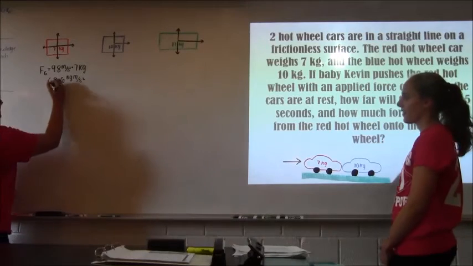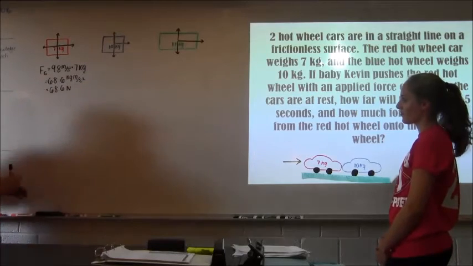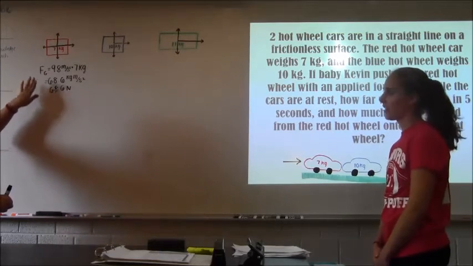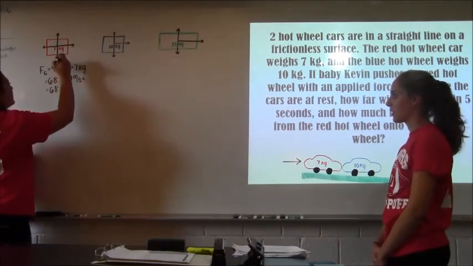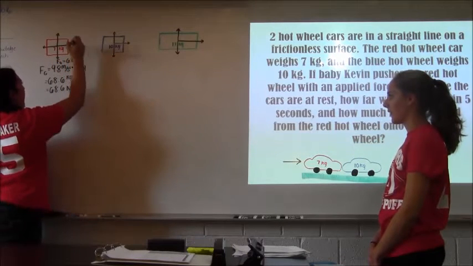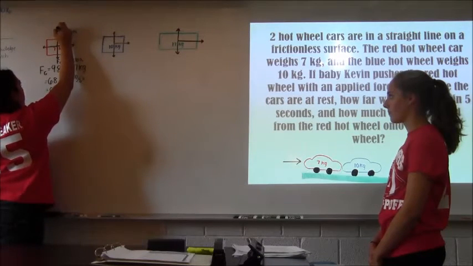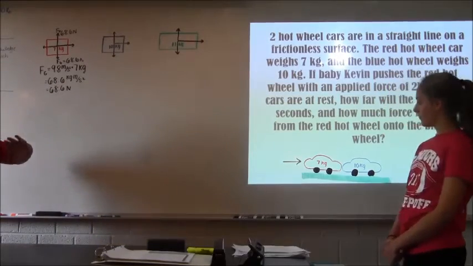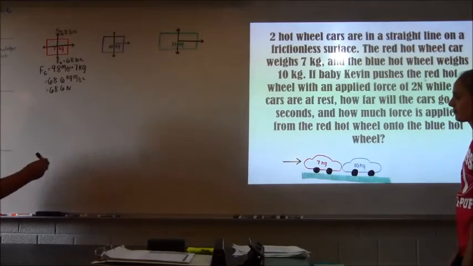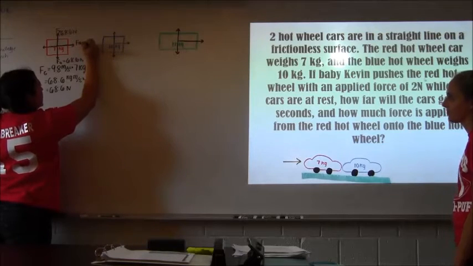This then goes to 68.6 newtons. Gravitational force and the normal force both cancel each other out. So when we found the gravitational force, it's also the normal force. Now, from this problem, it says that baby Kevin has an applied force of 2 newtons onto the red car. So, over here, you can put that the force applied is 2 newtons.